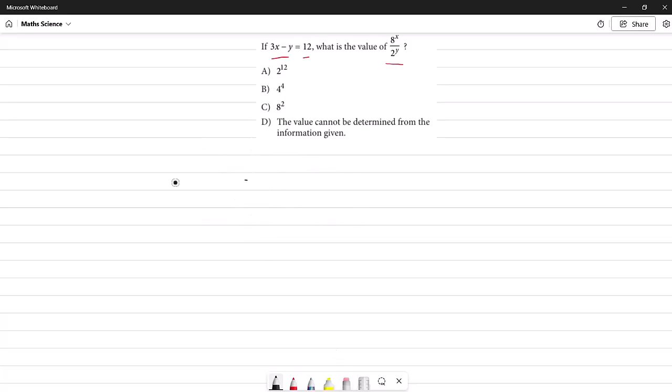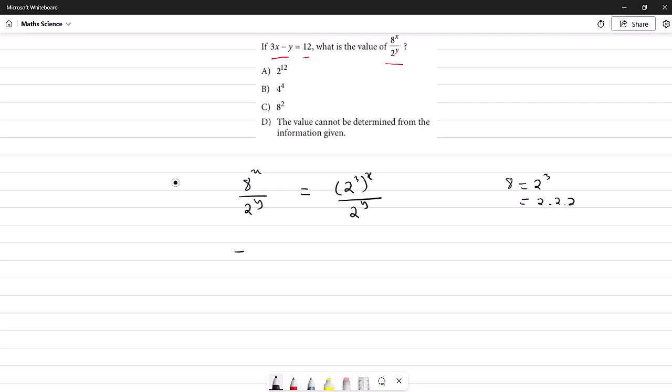So we have 8 to the power of x divided by 2 to the power of y. Now we have 8 here, so we can rewrite this as base 2, like 2 to the power of something. So what is 8? 8 is just 2 to the power of 3 because it's 2 times 2 times 2. So we can rewrite this as 2 to the power of 3, and this whole thing to the power of x, divided by 2 to the power of y, okay?